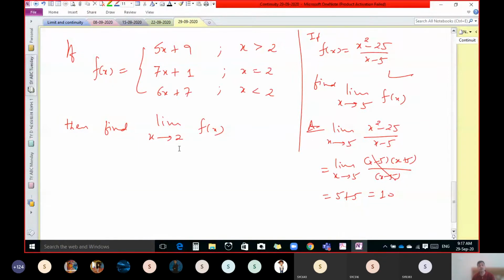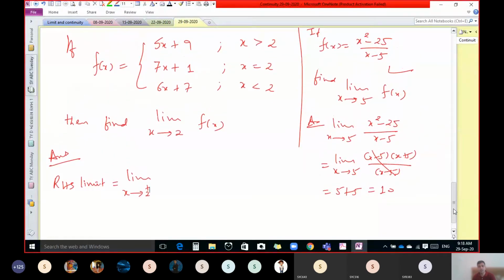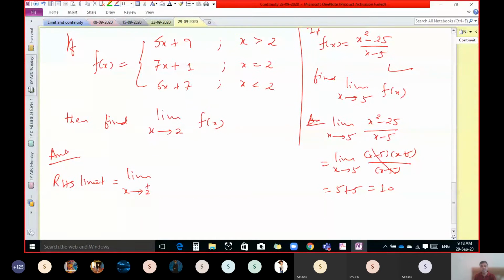In this case, we require the concept of left hand side limit and right hand side limit. So in this situation we have to find two limits, the right hand side limit and the left hand side limit. In the right hand side limit, we write limit x tends to 2 plus. Then which function do we use? The first one, 5x plus 9, because the first function is applicable when x is more than 2.